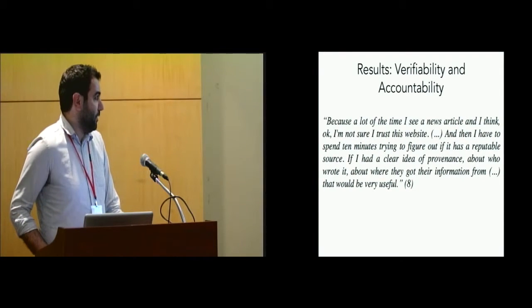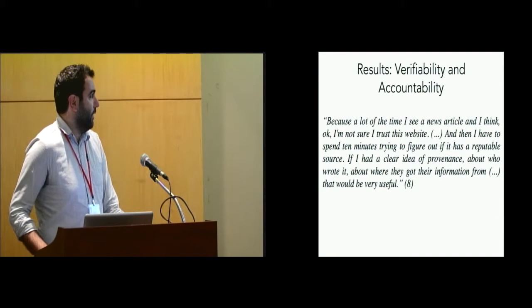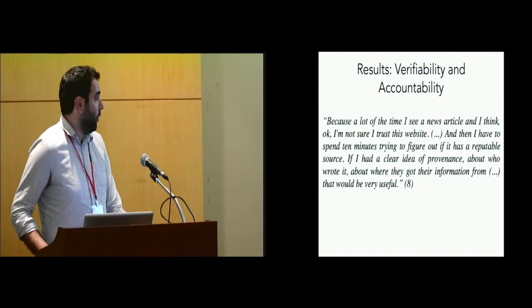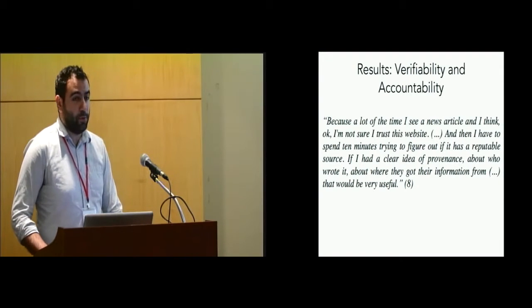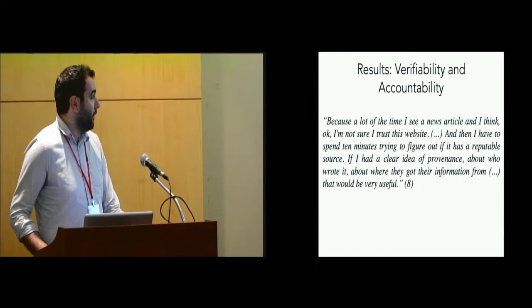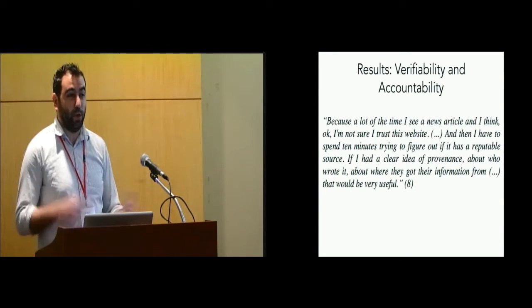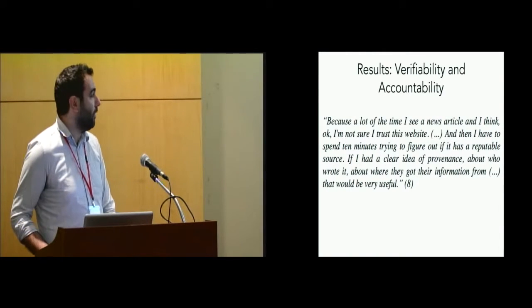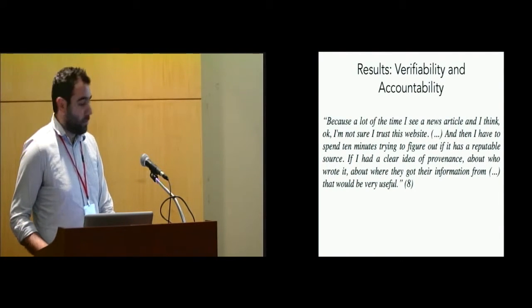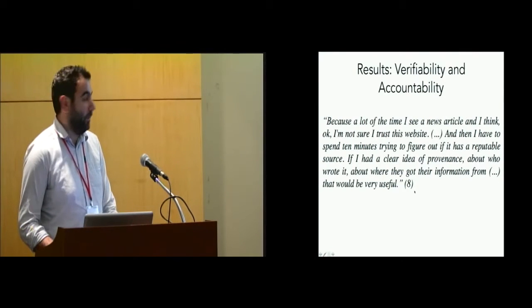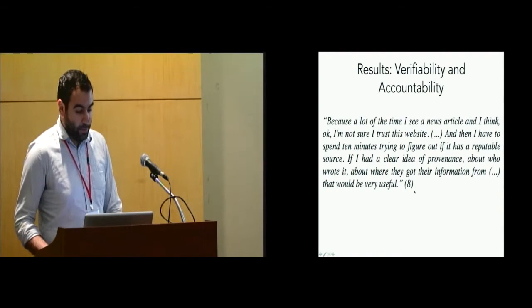The participants also pointed out that they could immediately see a value in using provenance data in the real world. They saw that it is extremely useful as a tool for verifiability and accountability. They talked a lot about news, media, the current news and citizen journalism, and how a lot of times they don't really know if a piece of information is actually valid or not when they're looking at it online. They found that if they had a clear idea of provenance, about who wrote it and where they got the information from, that would be very useful. So they could immediately see the usability of that.